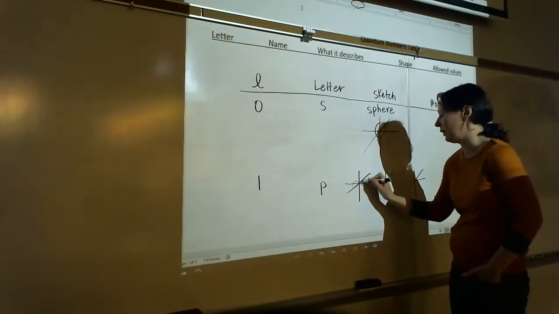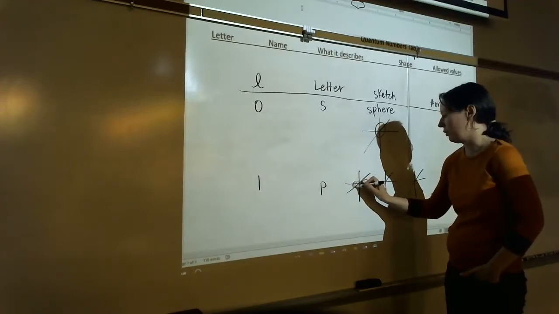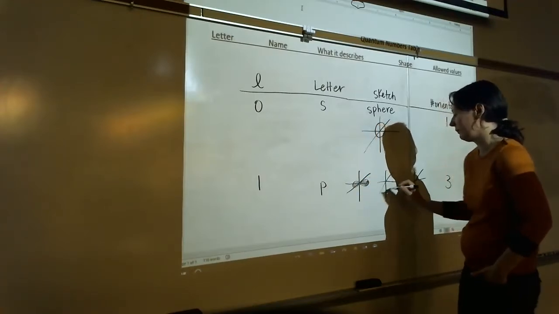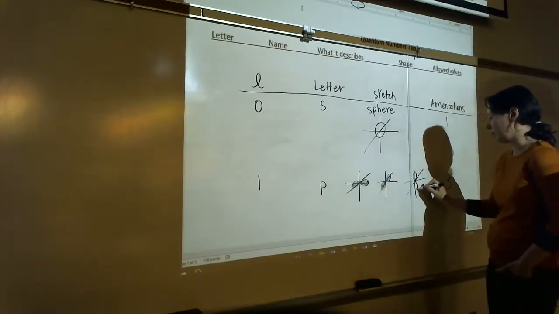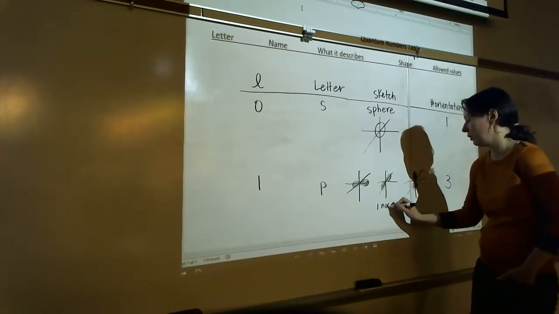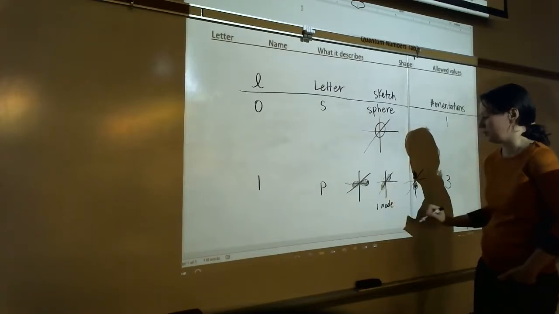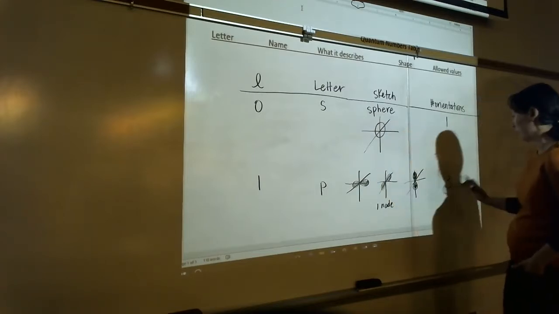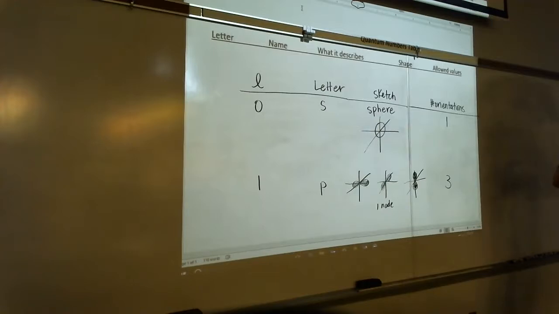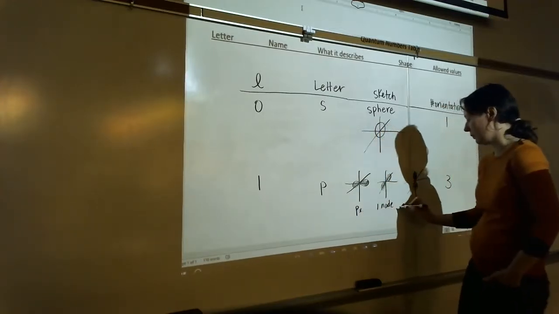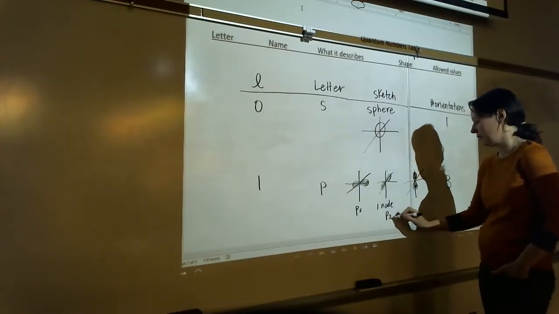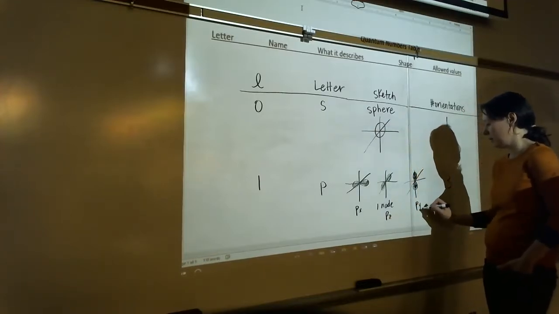A p orbital has one node. So you can orient it along the x, you can orient it along the z, or you can orient it along the y. It has one node. That's your node right there. So there are three orientations. So this would be px, this would be pz, and this would be py.